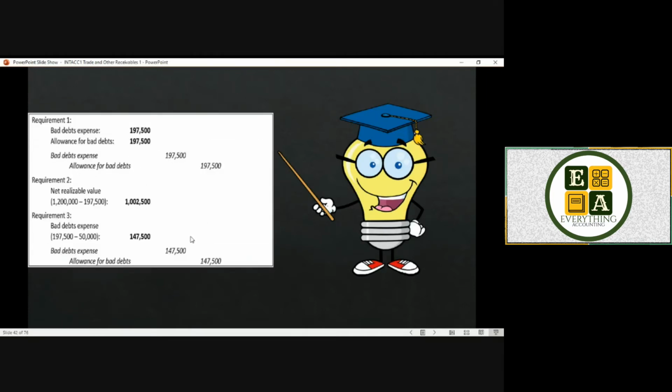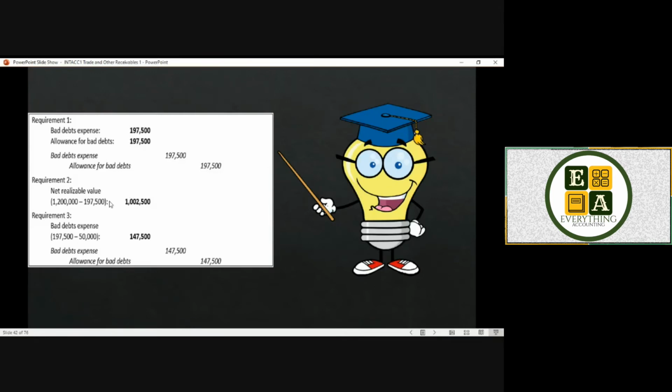So to answer the requirement 1, since zero daw yung beginning balance ng ating allowance for bad debts, both bad debt expense and allowance for bad debts will have equal amounts of 197,500. So sa journal entry, debit tayo ng bad debt expense and credit tayo allowance for bad debts na 197,500. Okay, 197,500. So yung allowance for bad debts na to ay ma-minus natin again sa total accounts receivable na 1,200,000. NRV will be the 1,002,500.